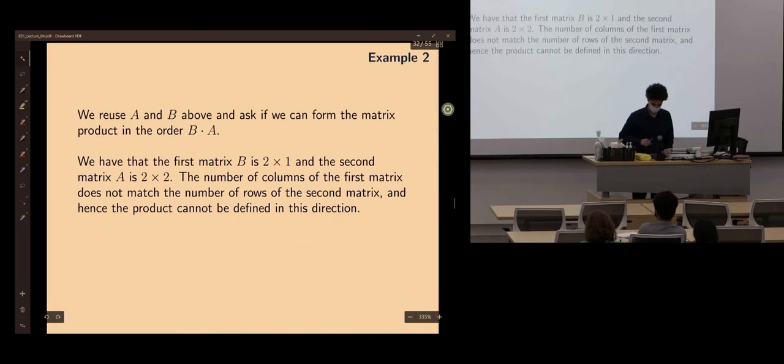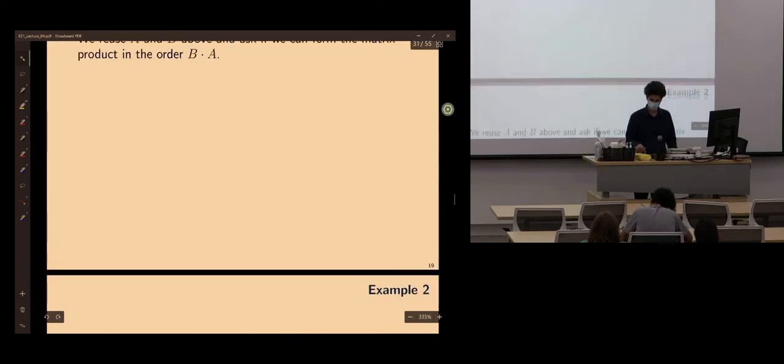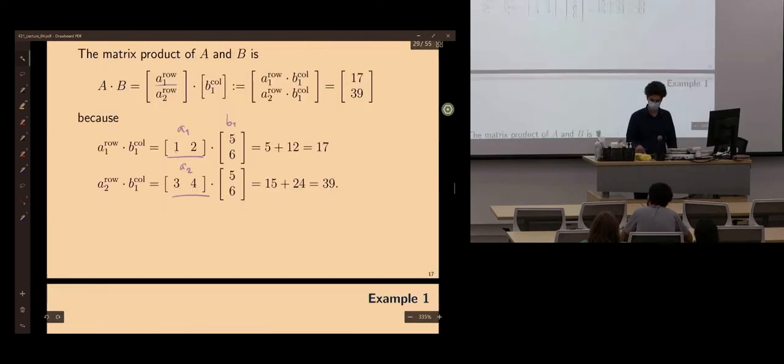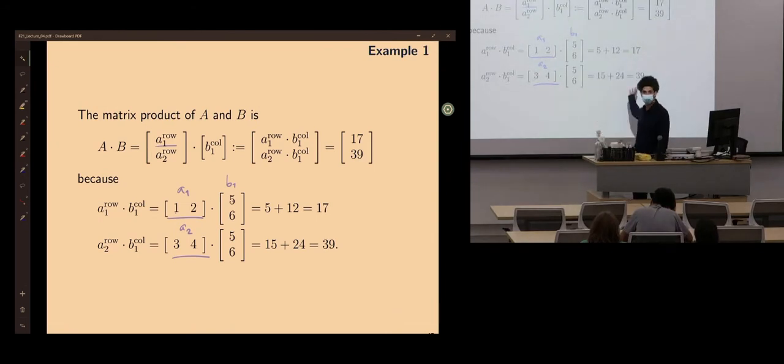Let's see, can we do this? We talked about it, we can't because B is 2 by 1. A is 2 by 2. The number of columns of the first one, B, does not match the number of rows of the second one. Therefore, this is not defined. Because you will simply get stuck when you are trying to do this operation. They just don't have the same size here, right? It's just not possible.